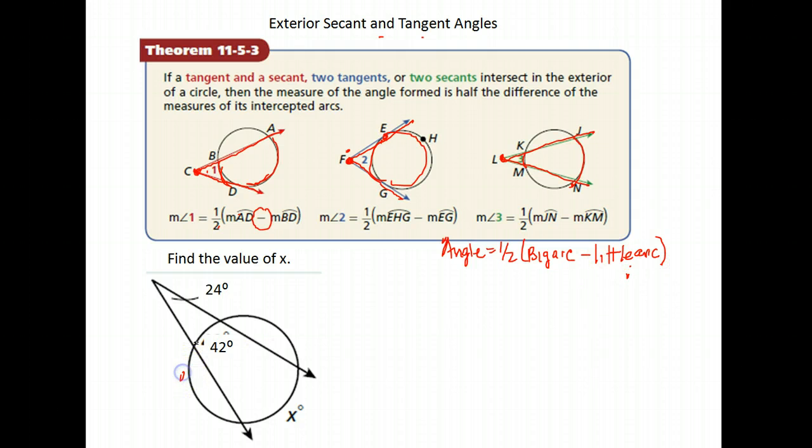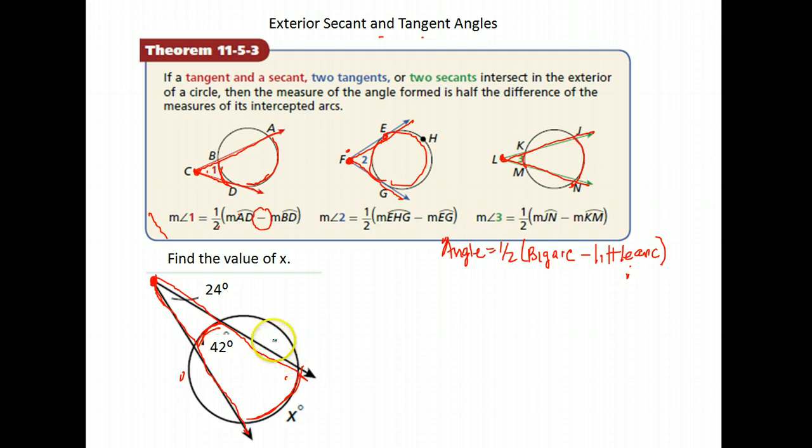Let's do an example here. It wants me to find the value of x, so I'm going to use that property because notice I have an angle, and its vertex is outside of the circle. When it comes through here, it does create two arcs. One of the arcs is 42, that's the littler one. The bigger one is x.